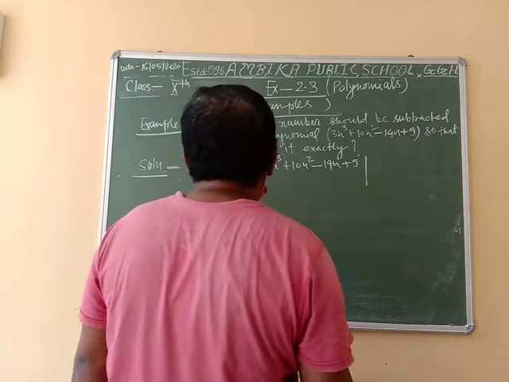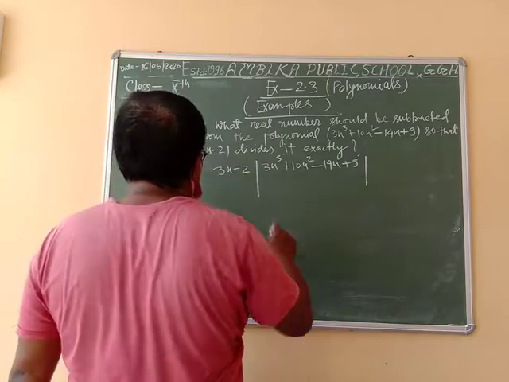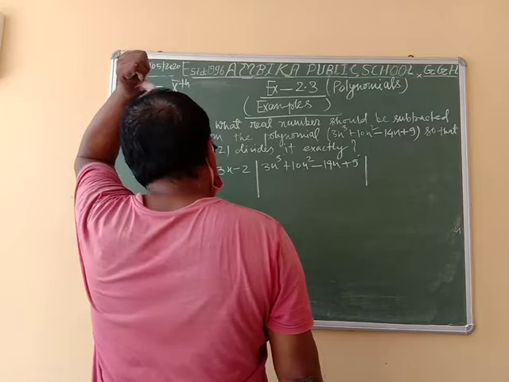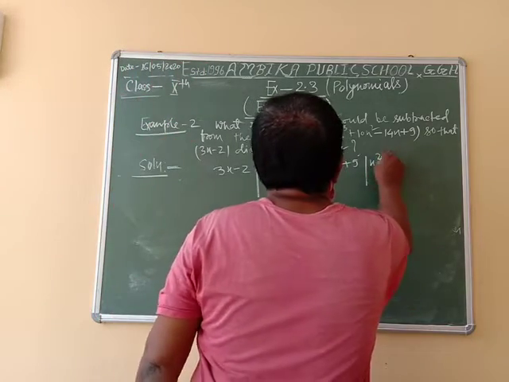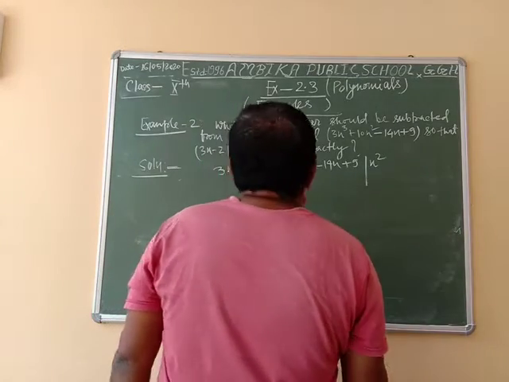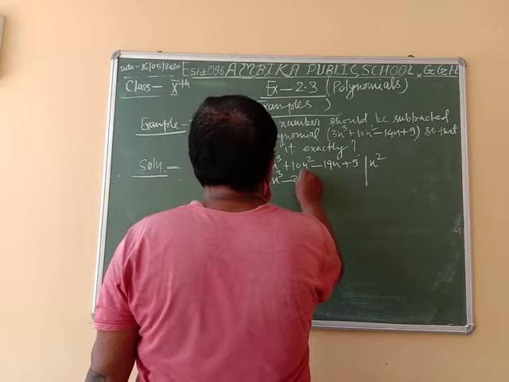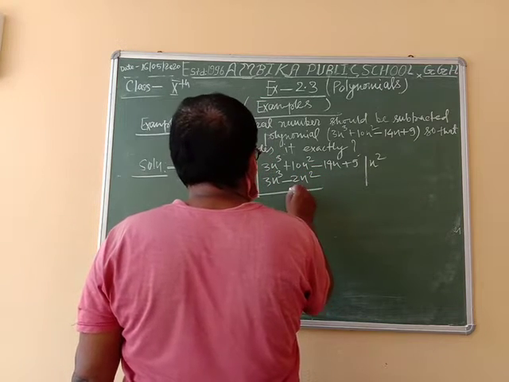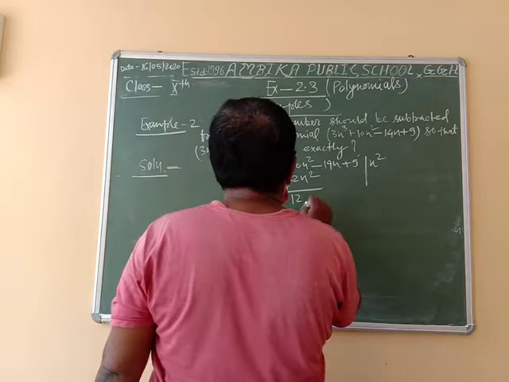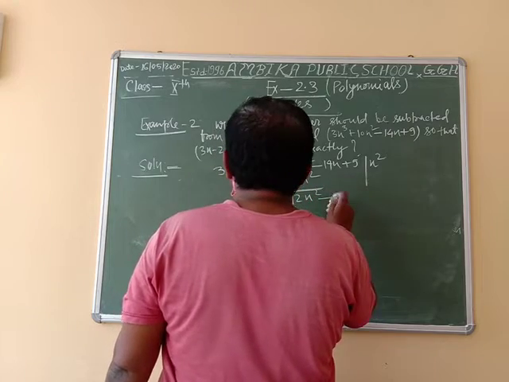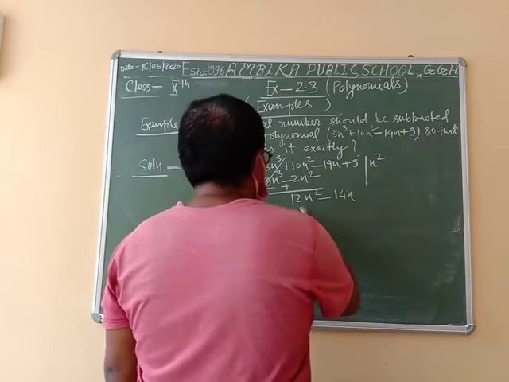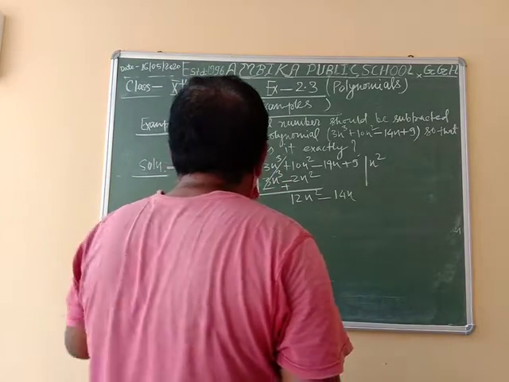Here dividend starts with 3x cube and divisor is 3x minus 2. Multiplying 3x by x square, we get 3x cube minus 2x square. On subtracting, remainder is 12x square minus 14x. Again we divide 12x square minus 14x by 3x minus 2.